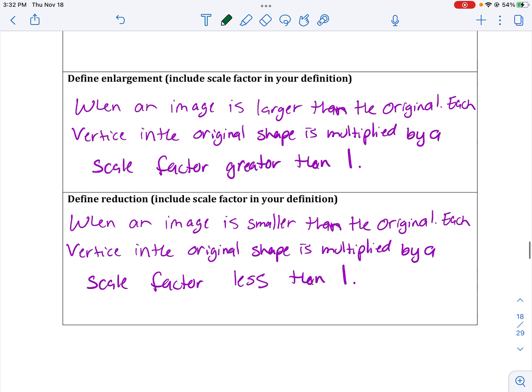So there's two types of dilations. There is an enlargement. That's when an image is larger than the original. Each vertice in the original shape is multiplied by what we call a scale factor, and that scale factor is greater than 1. So any number greater than 1 is going to be an enlargement. A reduction is when we make a shape or an image smaller than the original shape. So each vertice of the original shape would be multiplied by a scale factor or a number that is less than 1. So 1/2, 3/4, things like that.